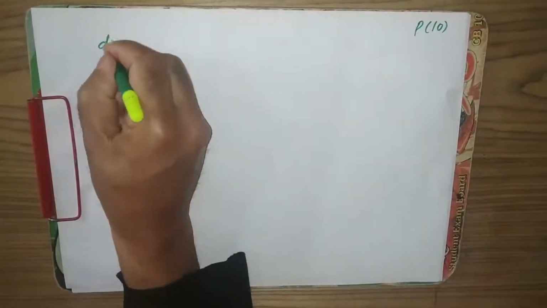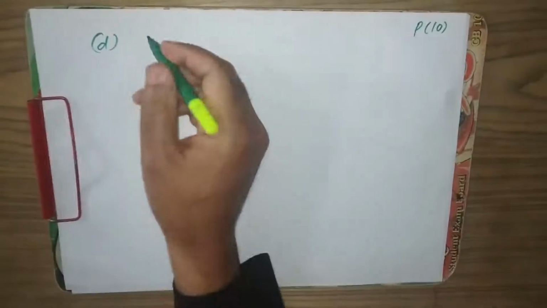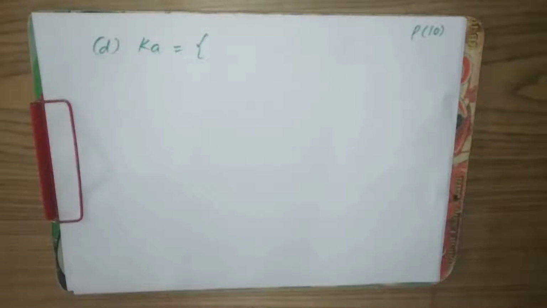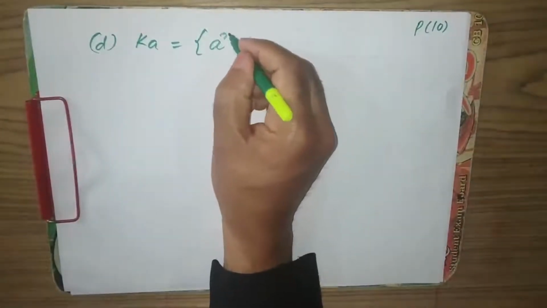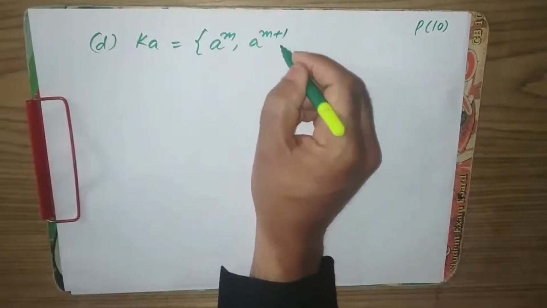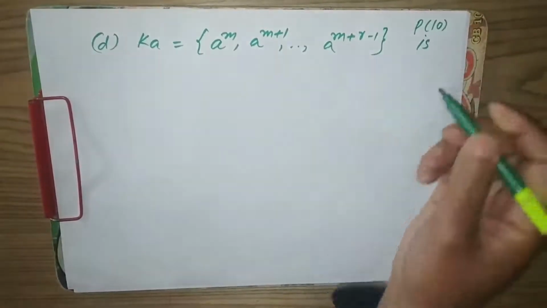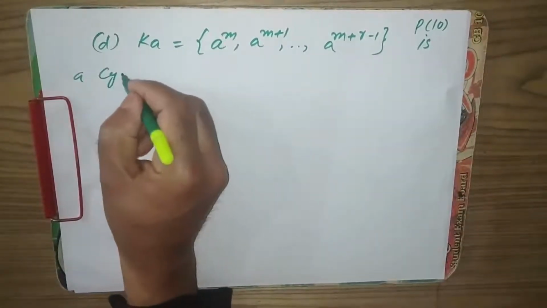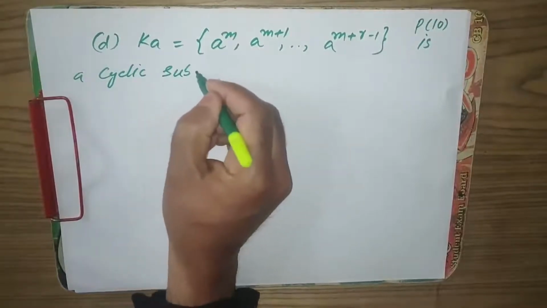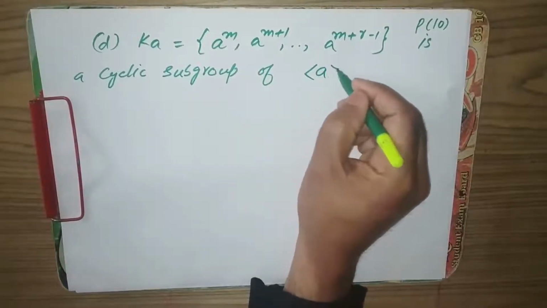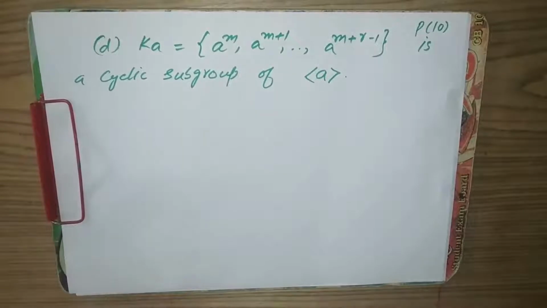Now we prove the last part of the theorem, part number 4, the D part, which is: K_A equal to a^m, a^(m+1), up to a^(m+r-1), is a cyclic subgroup of the monogenic semigroup generated by A.